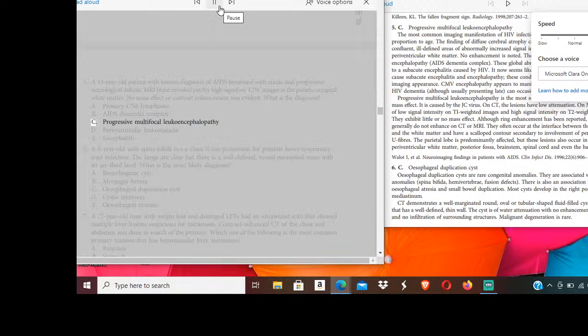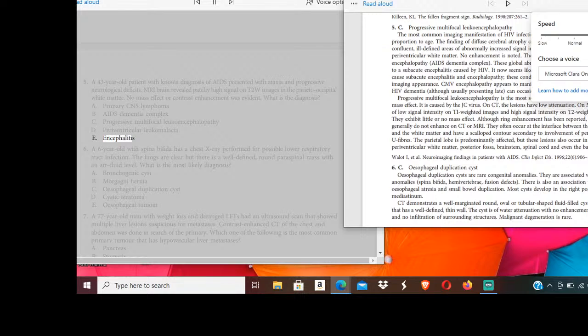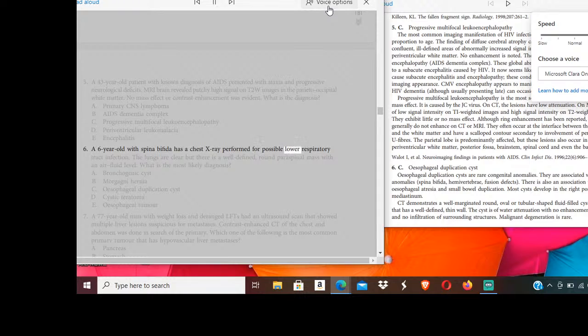B. AIDS dementia complex. C. Progressive multifocal leukoencephalopathy. D. Periventricular leukomalacia. E. Encephalitis. 6. A 6-year-old with spina bifida has a chest X-ray performed for possible lower respiratory tract infection.